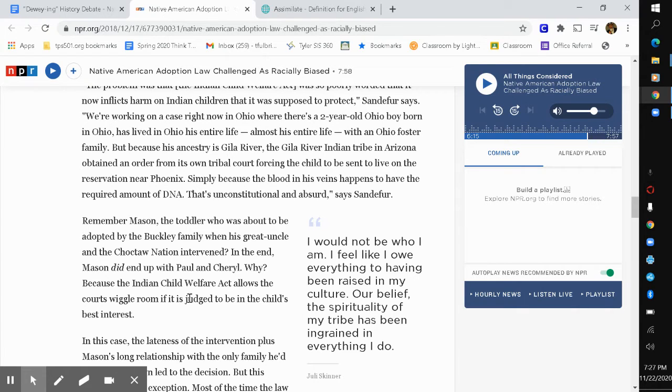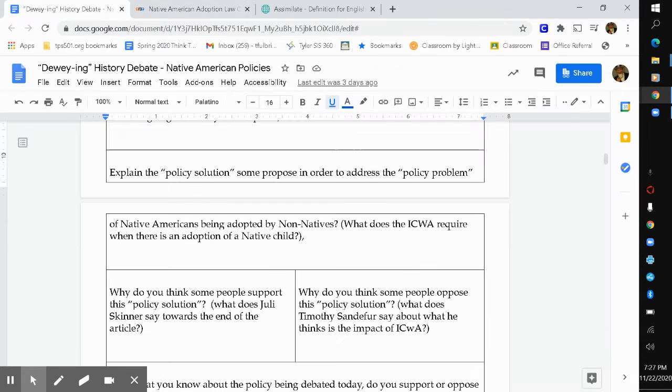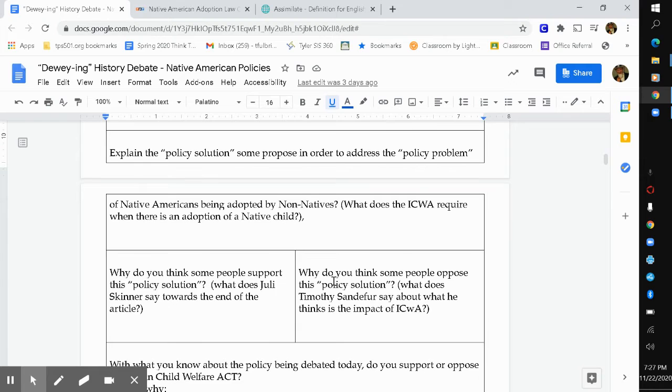So why is it people are opposed to this? Why is it that they don't think the first in line to adopt should necessarily be Native Americans? They think it's in the child's best interest to get them adopted by who can adopt them. So, what does Timothy say about this? Don't focus on the unconstitutional part. Just think about how they think this affects children.